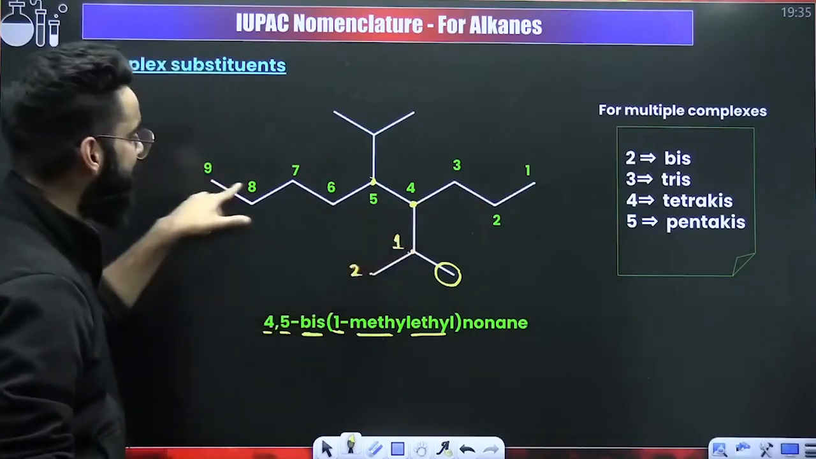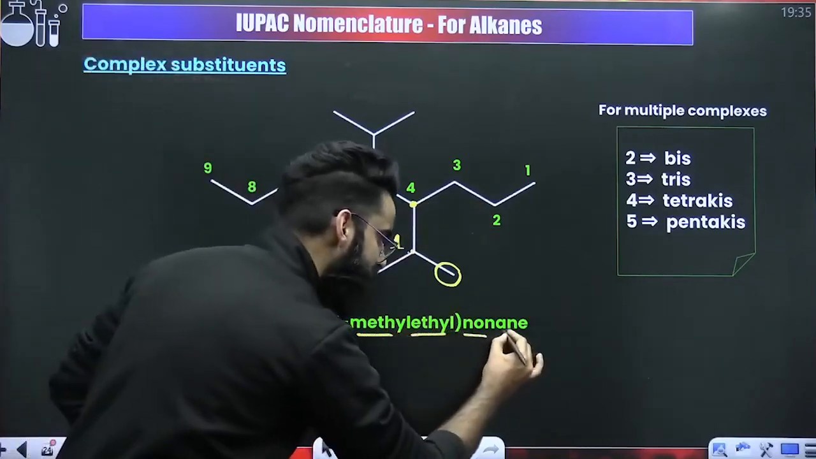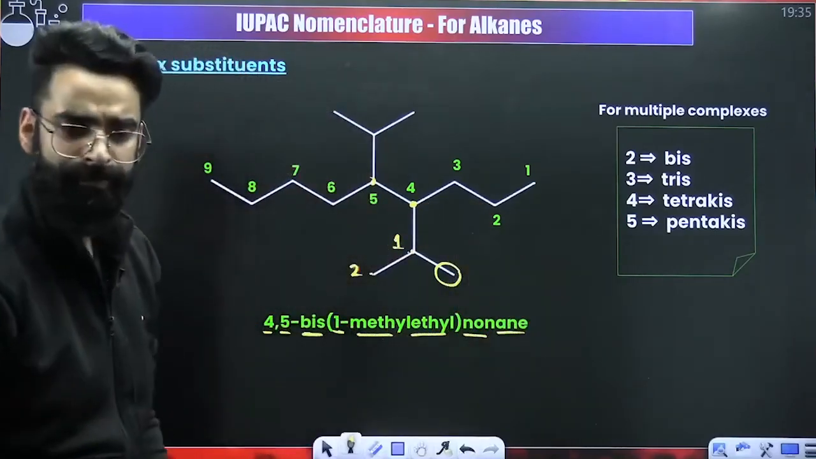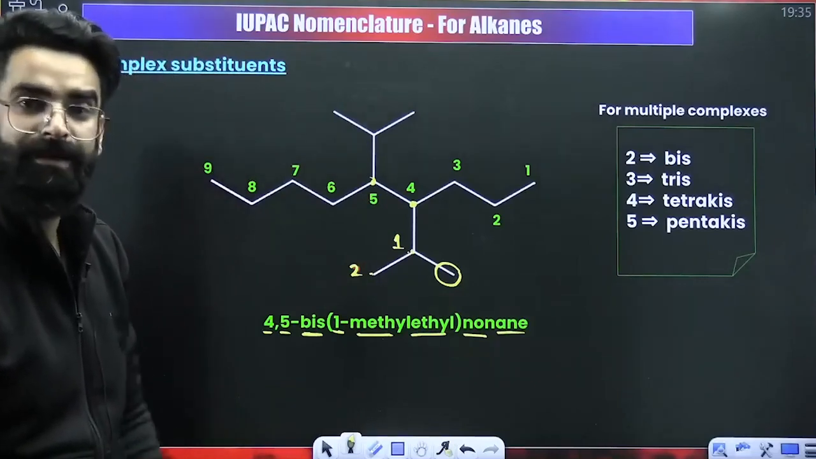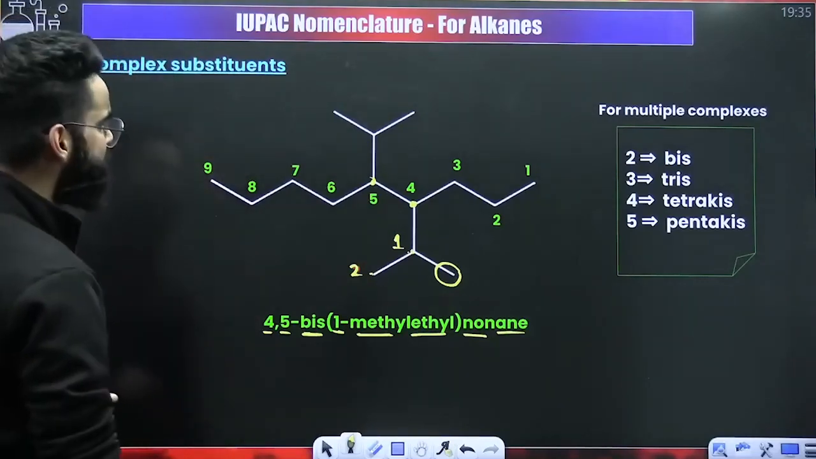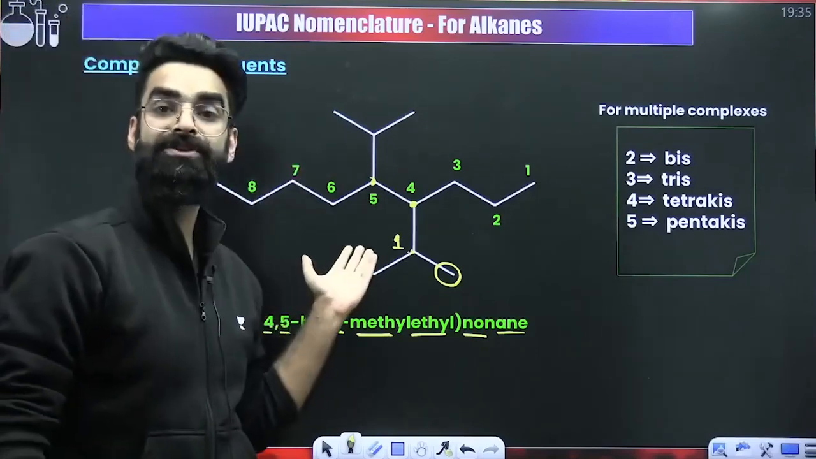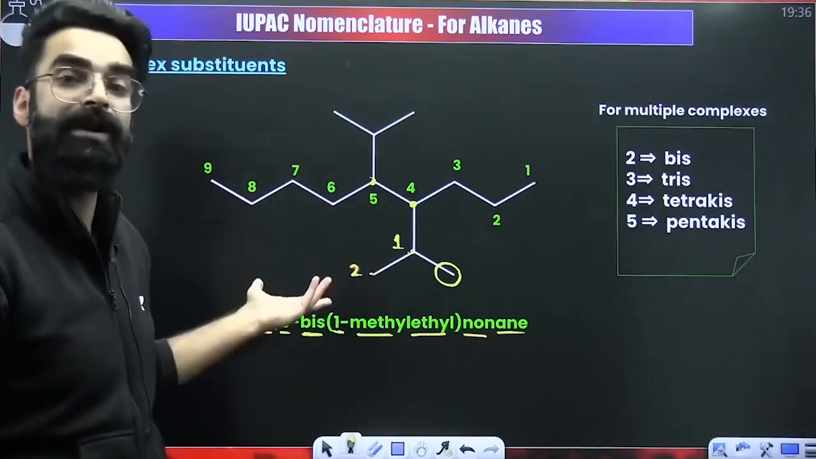In the main chain, there are 9 carbon atoms. So none, everywhere single bond in the main chain. So ane. Very simple and basic. Imagine, my dear students, there was one more complex substituent attached. The same complex substituent, one more attached.